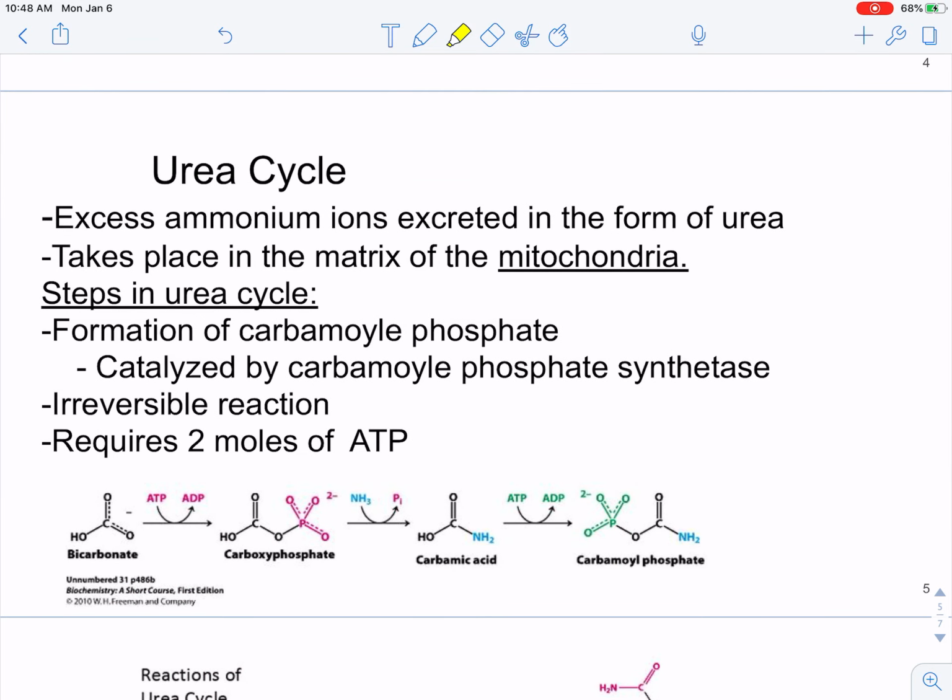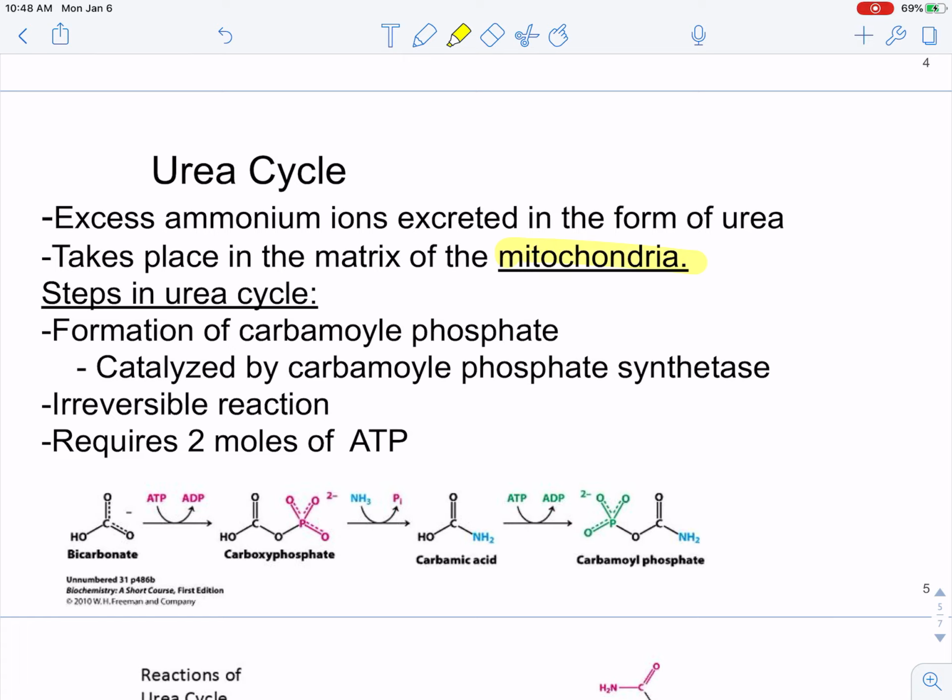Now let's talk about the urea cycle. So now, once the ammonium ion is removed from the amino acid, the body must find a way to get rid of it. And the process leads to the formation of urea. So urea production takes place in the matrix of the mitochondria. And let me make a highlight of that.